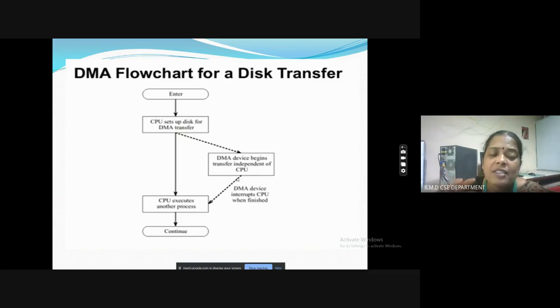The processor gives the control to the DMA controller, and the processor is not involved here. So the processor is dedicated to some other work, and thereby we are increasing the multiprocessing capability via DMA, direct memory access. The device begins to transfer independent of the CPU. The CPU executes another process, while DMA is used for transferring the data. It will continue till the last word is reached.